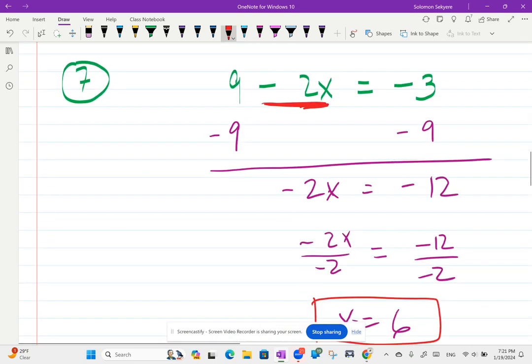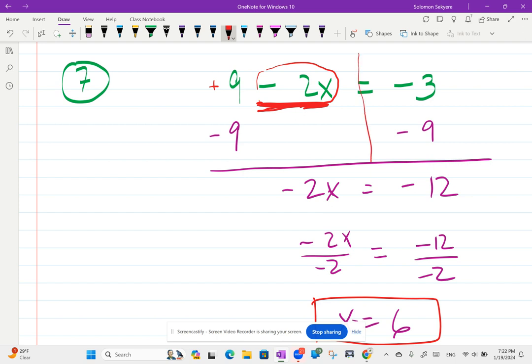So now, let's do some this way. What do we do? I have 9 minus 2x equals negative 3. First, I underline the term that contains my variable, right? The negative is part of it, so negative 2x. I underline that first. Then I move my 9. Since there is no sign before it, it's a positive number. So I reverse it, and this is minus 9 on both sides.